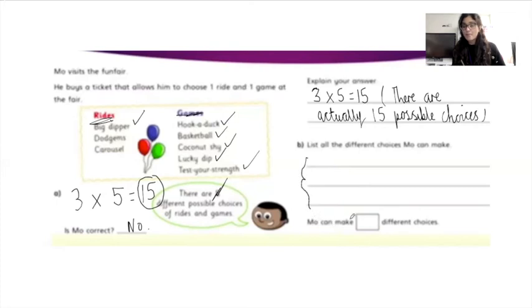And then Mo can make how many different choices? That's just double checking the answer that we've come up with every single time, which is 15. So I hope that's made a bit more sense in terms of how to calculate the possible combinations. I just thought I'd run you through that to make sure that everybody understands that really clearly.